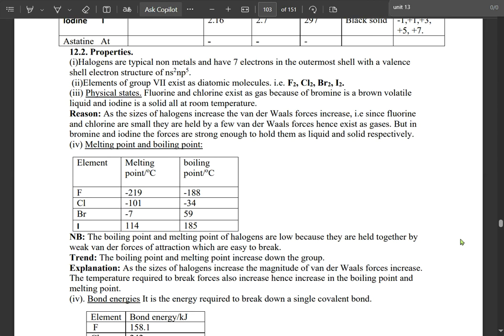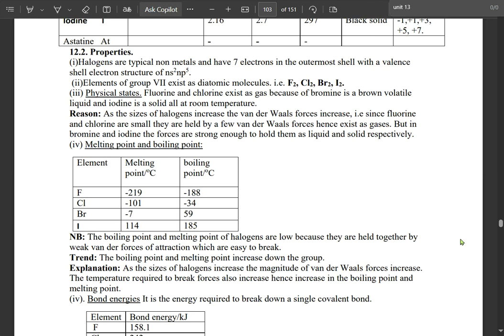So as we continue, we see that as the size of the halogens increases, the magnitude of the van der Waals forces increases, and the temperature required to break the forces also increases, hence the increase in the boiling points and the melting points. So this is how it happens.